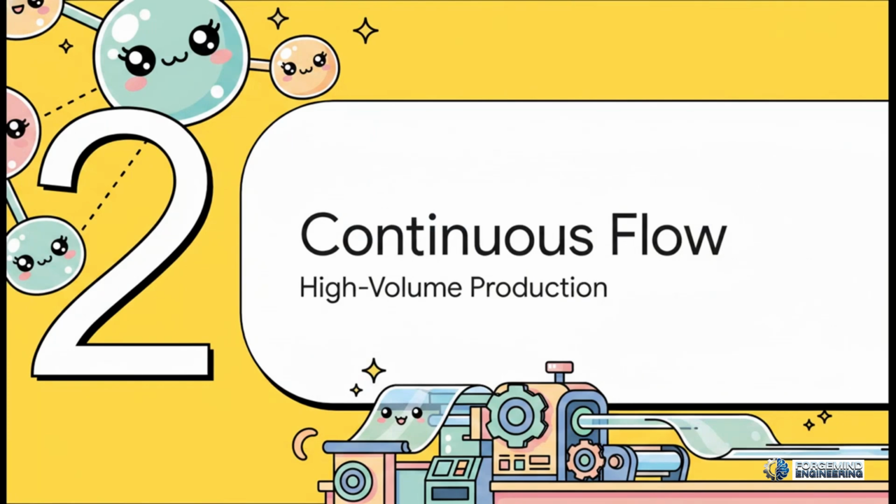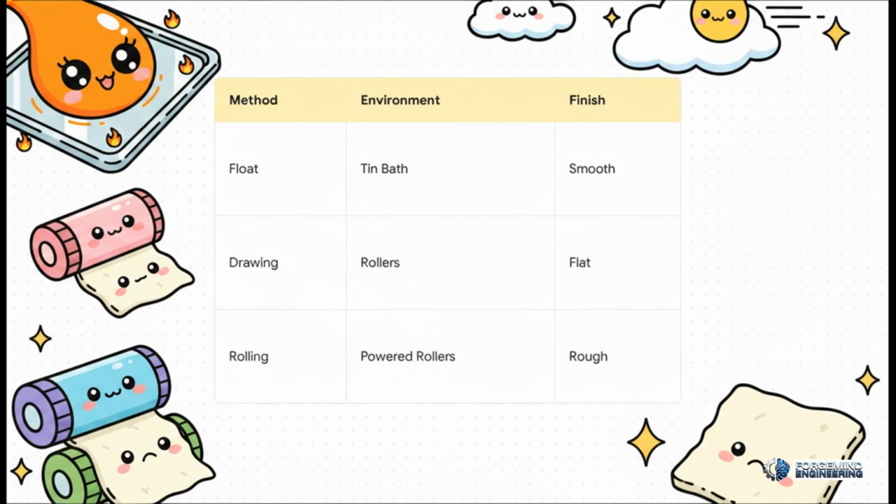Moving on to Section 2, Continuous Flow Production. When we're balancing production speed with quality, we have to weigh our options, and evaluating these different environments illustrates exactly why we prioritize the float method for our high-grade flat glass. By feeding molten glass directly over a molten tin bath at 1150 degrees Celsius, we get a perfectly smooth, fire-polished surface right off the line.